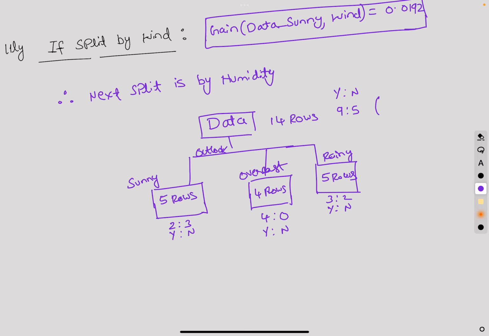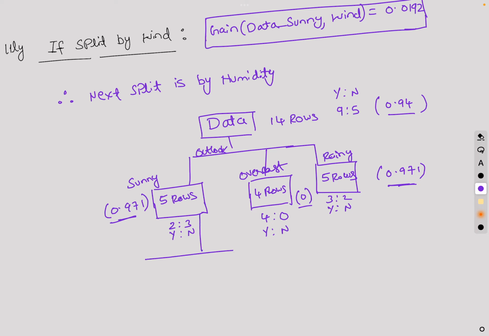And the entropy at this level was 0.94. At this level it is 0.971. At this level it is 0, and entropy at this level is 0.971. Since the entropy is high at this level, the decision tree will again decide to further split this, and it is splitting now based on humidity, because humidity is the one which is giving the maximum reduction in uncertainty.